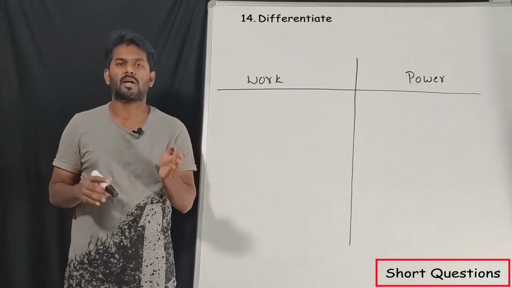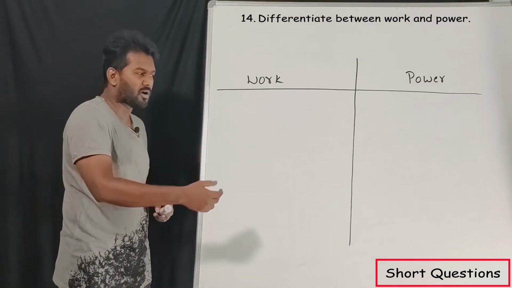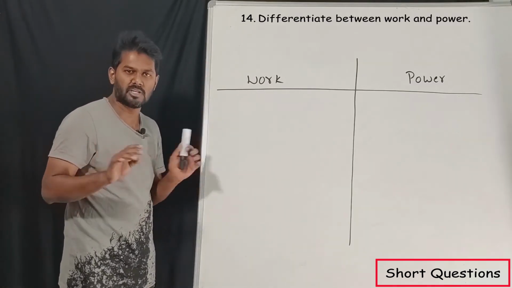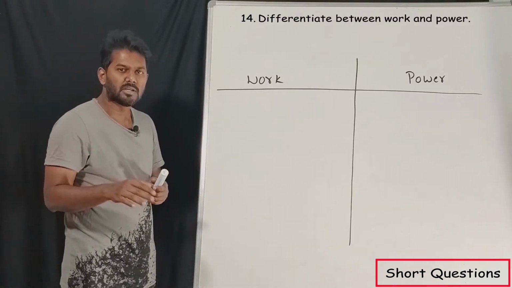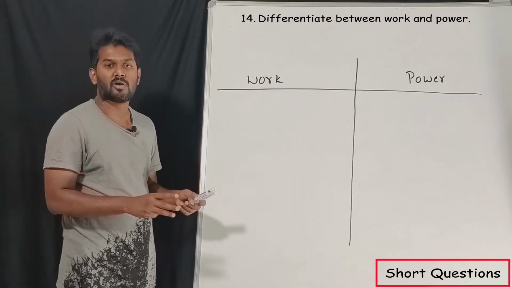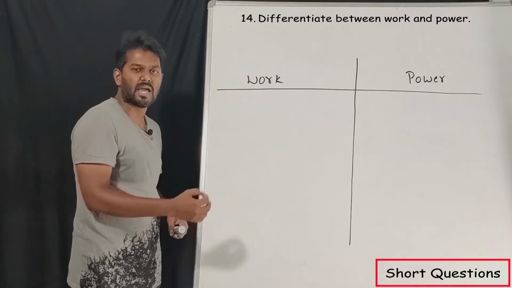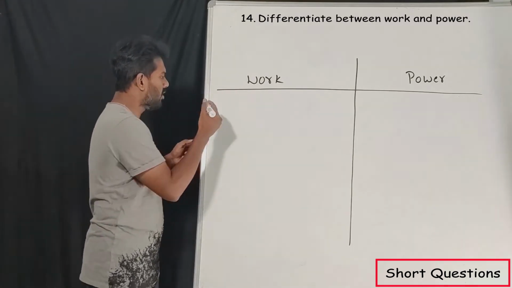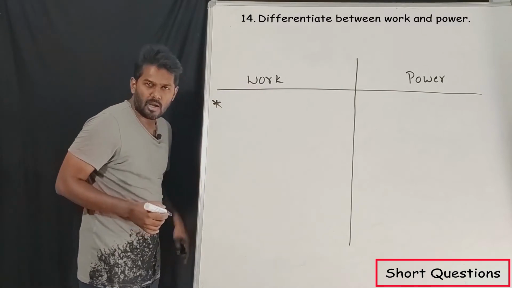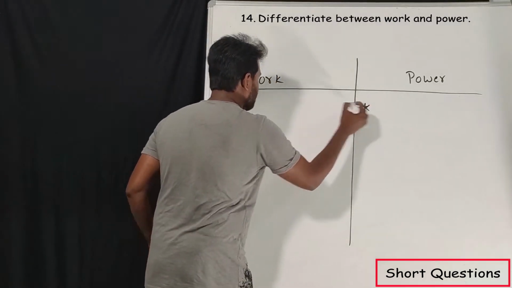Differentiate between work and power. See, if you know what is work and what is power, you can write the differentiation. And in physics, the difference between any two physical quantities will be asked for maximum 3 marks. So if you write 3 points on each side, that will be enough. So what is the first point? For work and power, the definition.